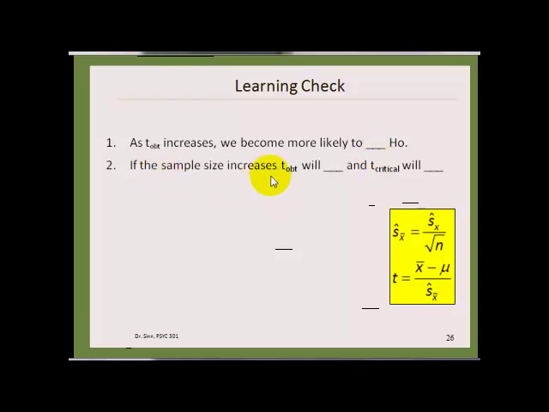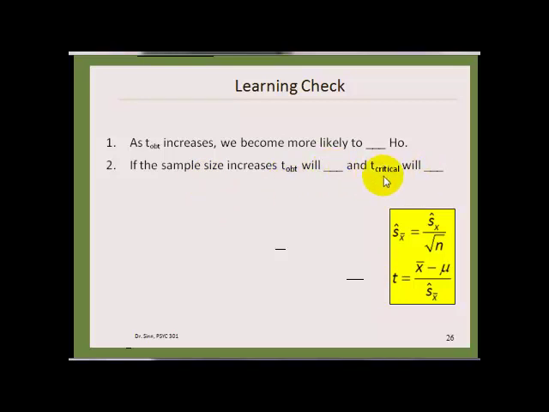If sample size increases, T obtained will do what, and T critical will do what? Well, other things being equal, if sample size increases, what happens? If sample size increases, that makes our estimate of sampling error more reliable, right? If N here goes up, standard error is going to go down. And if standard error goes down, that'll make T get bigger. So as sample size increases, T obtained will get bigger, and T critical will what?